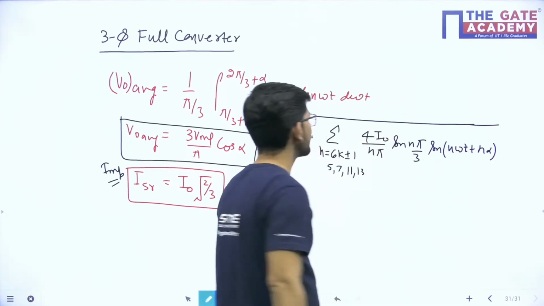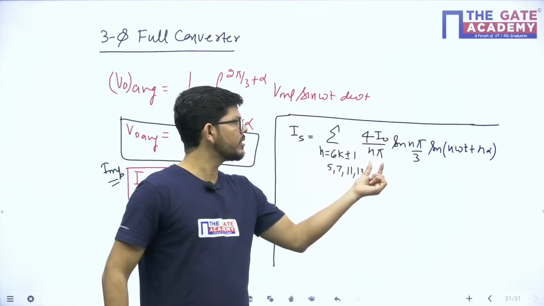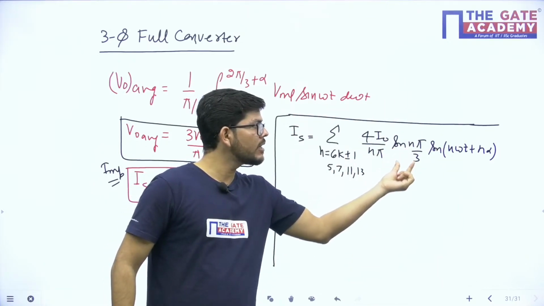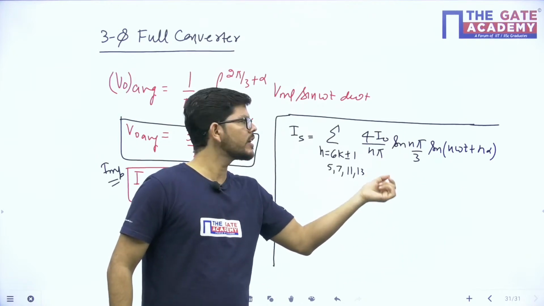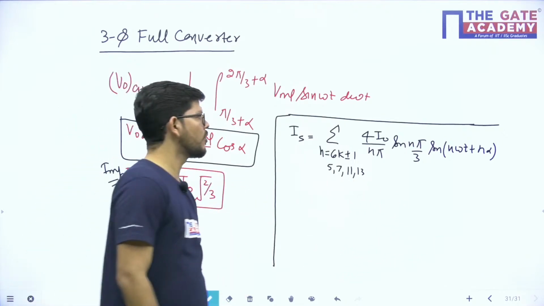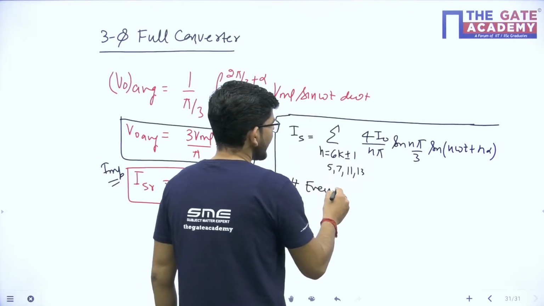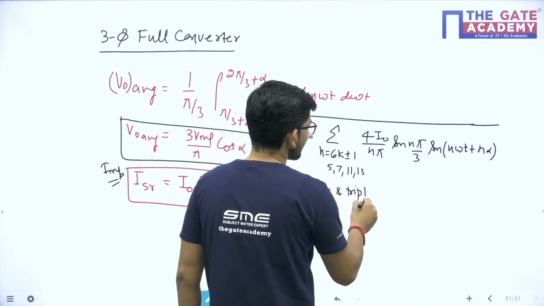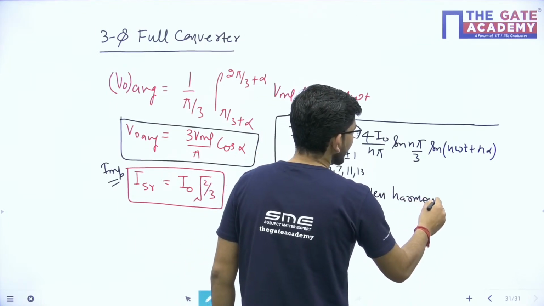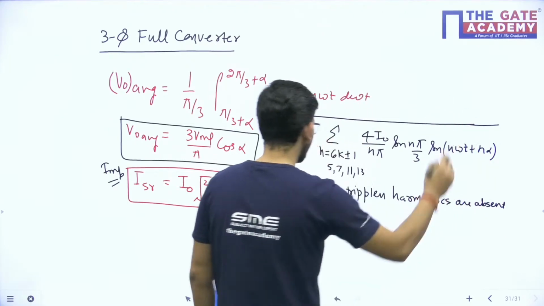The expression is still quite similar to that in the single phase full converter: 4 I naught upon n pi sin n omega t minus n alpha. In case of a single phase semi converter, you have to add cos n alpha by 2. In case of a three phase full converter, you have to add sin n pi by 3 here. This is how you will remember this formula. One important thing is that even and triple N harmonics will cancel due to symmetry. Even and triple N harmonics are absent.